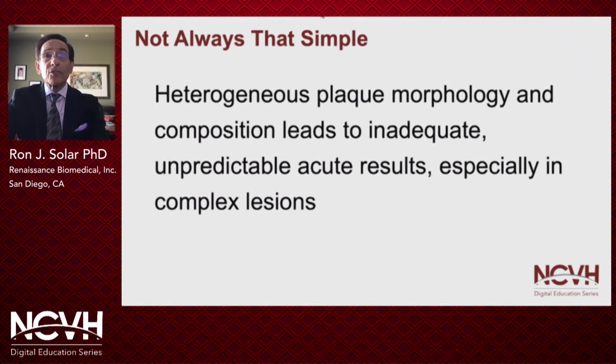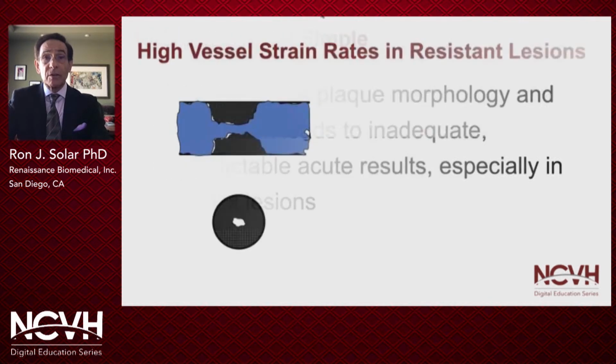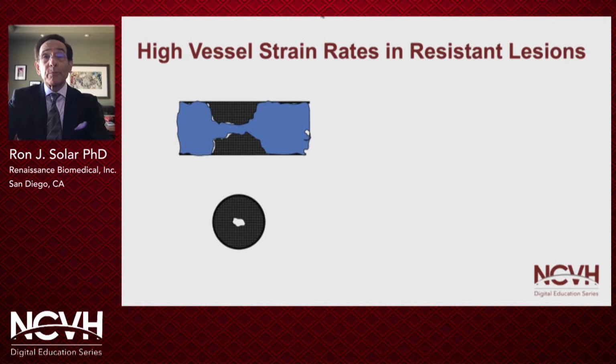However, in peripheral arterial disease, plaque morphology and composition are quite heterogeneous, and this often leads to inadequate, unpredictable angioplasty results. And this is especially true in complex lesion morphologies. So for example, we have a very hard calcified plaque that prevents the balloon from expanding in the vessel. We increase the balloon pressure higher and higher, and then finally, at very high balloon pressure, the plaque cracks.